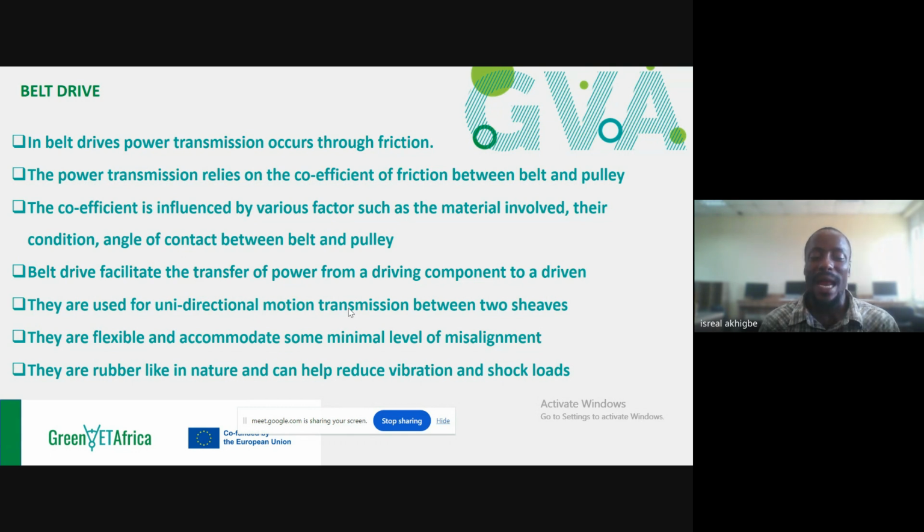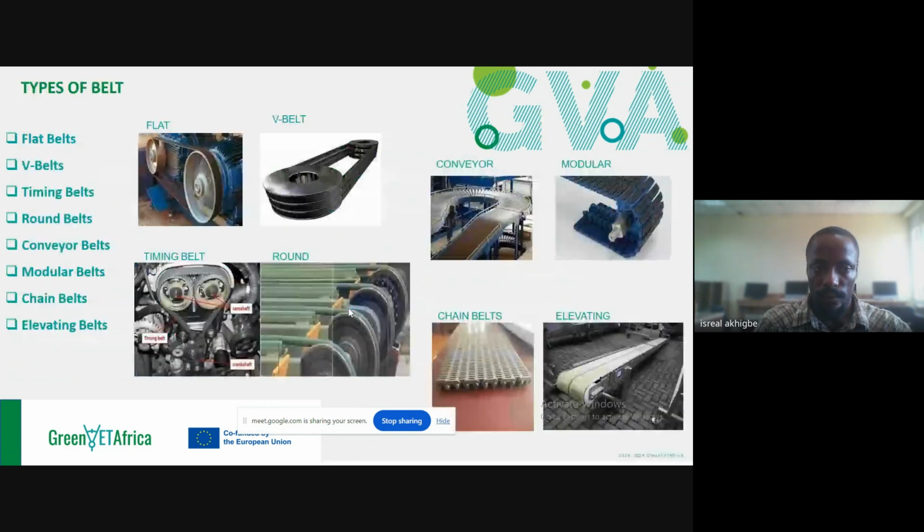They are rubber-like in nature and can help us reduce vibration and shock loads. That I already said. Now, what are the types of belts? Like I already established, you will see more of V belts. Then the next common type of belt we see is a flat belt. Just like I said, V belts stay in a V groove. Flat belts stay in a straight pulley, almost no groove at all, just a small guideway to guide it.